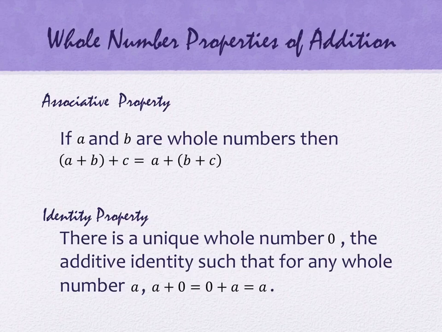The identity property. There's a unique whole number, 0. That 0, you can write next to it, is called the identity element, okay, or the additive identity element. So put the word element in there to remind yourself. Such that for any whole number a, a plus 0 is equal to 0 plus a is equal to a. And in order for it to be the identity, it has to work in any order. So it can't just be a plus 0 equals a.